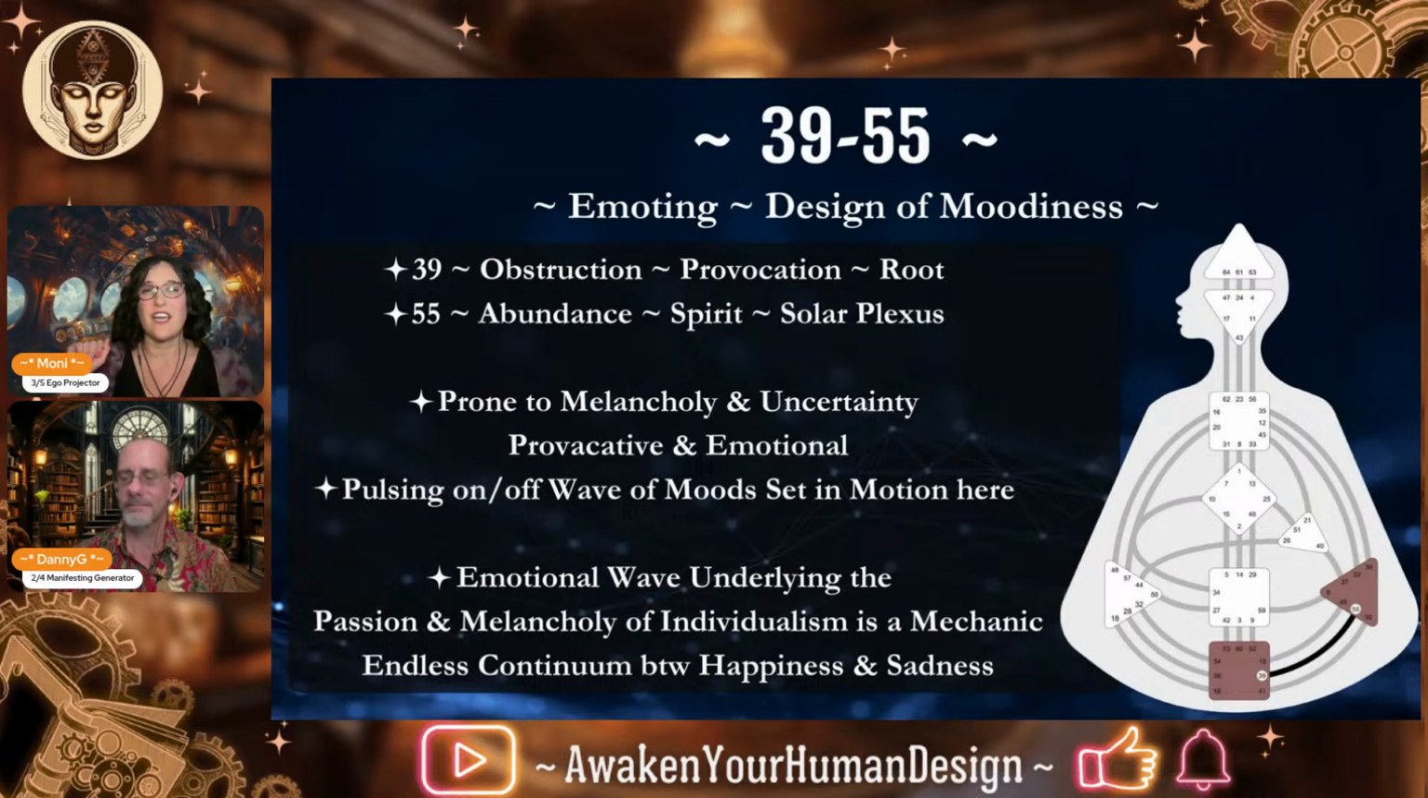And so the 39-55 is prone to melancholy and uncertainty. It's provocative and emotional, and it has that pulsing on-off wave of moods that are set into motion here. And the emotional wave underlying the passion and melancholy of individualism is mechanic, and it's an endless continuum between happiness and sadness. It's just so important to recognize that this channel guarantees that the person that wakes up in the morning looks at the glass and the answer is it is either half full or half empty, in some slight minor kind of way, one way or another.